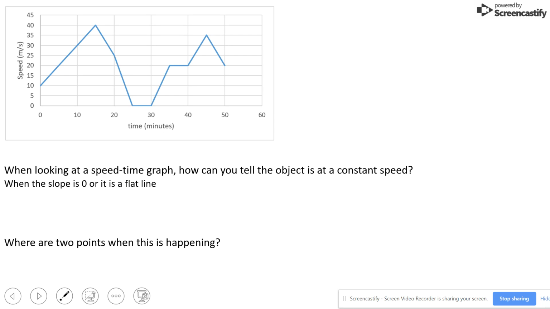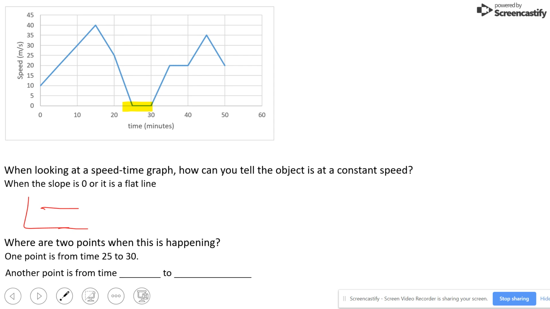So there's only 2 points on this graph when this occurs. And it will look something like this. Again, it has to be completely flat. So 1 point is from time 25 to time 30. So it's this time right in here. What I want you to do is find the other point, again, just like what we've been doing, and fill in the 2 times.